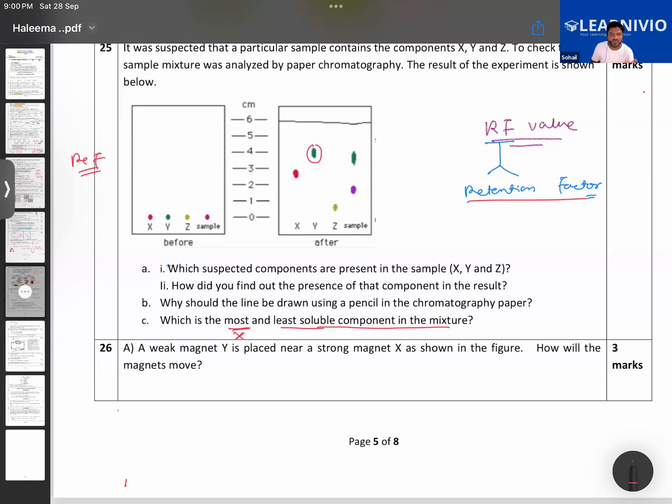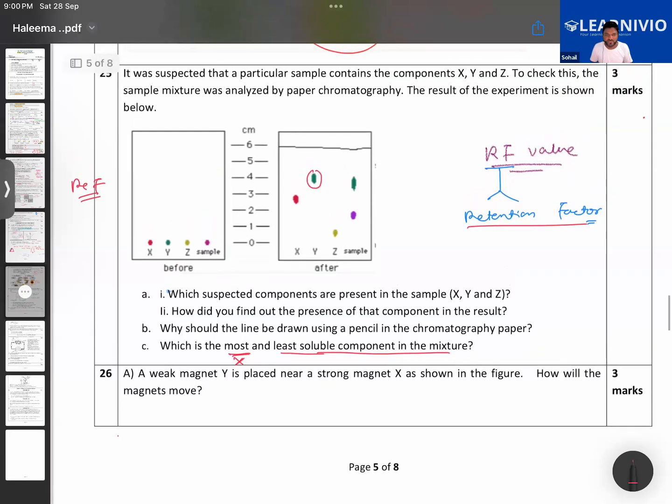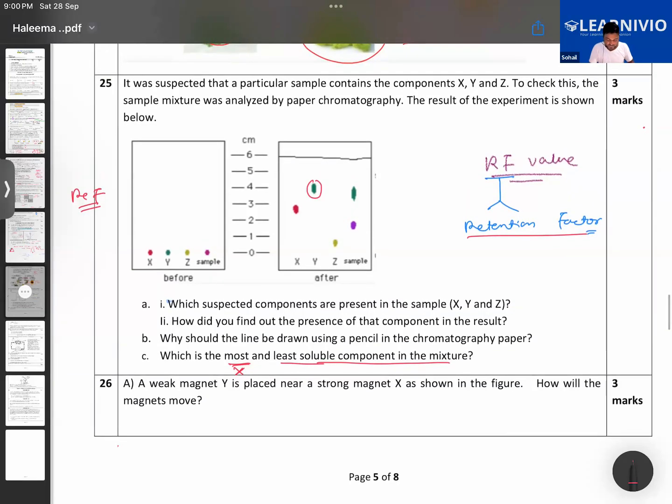The given components are X, Y, and Z only here. We have to focus only on X, Y, and Z. Forget about this one, and just pay attention to this and this. Have you understood the answers to all these questions or not? Please let me know. I will be happy to explain it once again if you are not getting it.